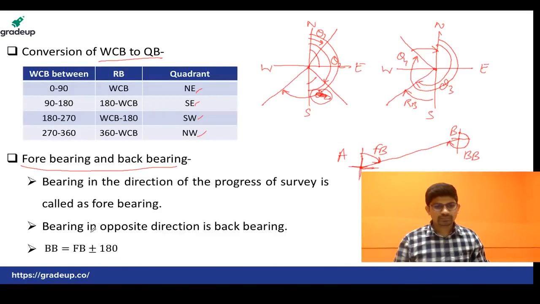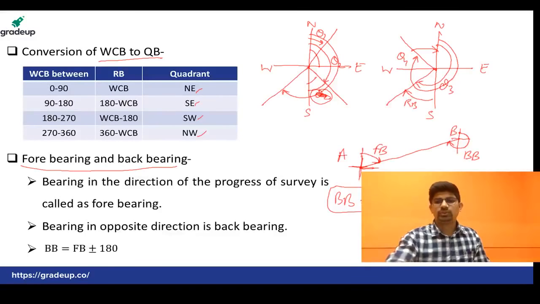Now, back bearing equals fore bearing plus or minus 180 degrees. You can see that here. This relation you should remember. The angle should not be negative, so that's why plus or minus is there. Depending on the quadrant it falls in, the sign will slightly change.